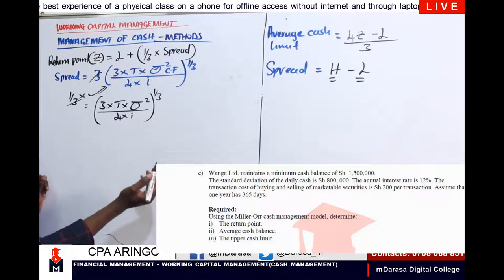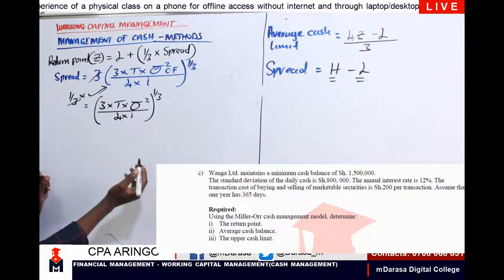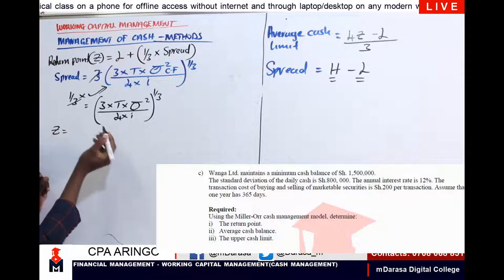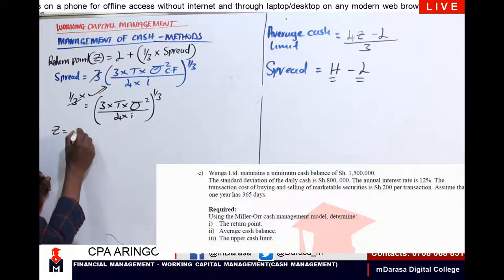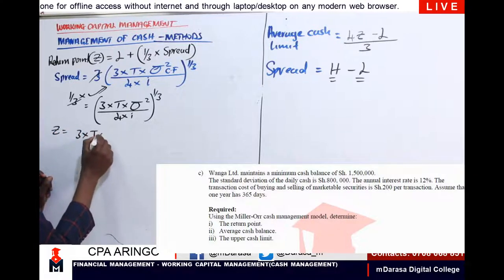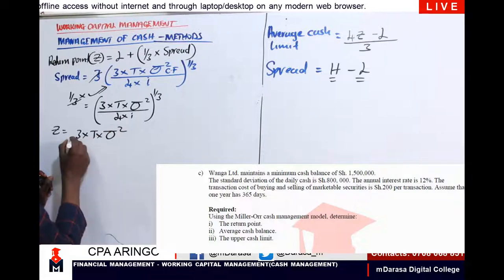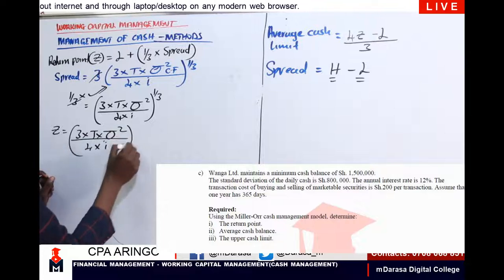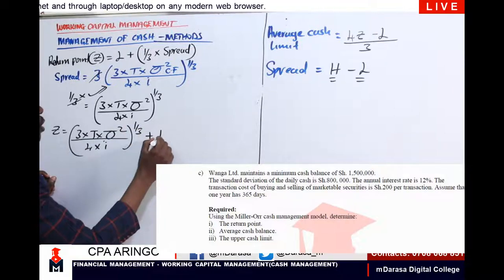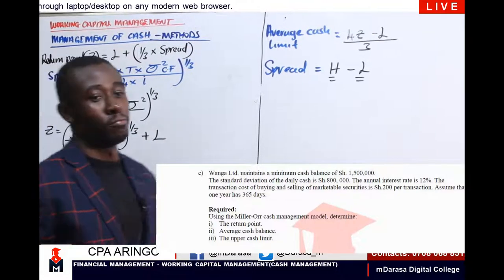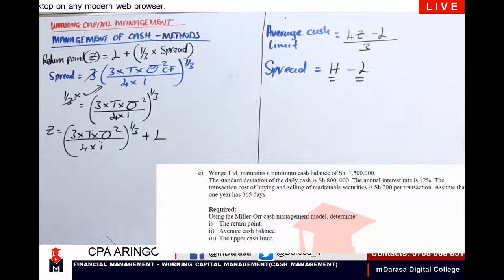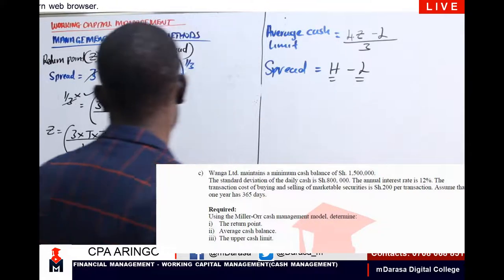So we can clearly say, in a very simple way, that to determine our Z, it is as if we are talking of 3 times transaction cost times standard deviation squared, over 4 times daily interest, raised to the power of a third, plus the lower limit. Can you agree based on the facts here? We can agree that is how we can determine our spread. So let us work it out.